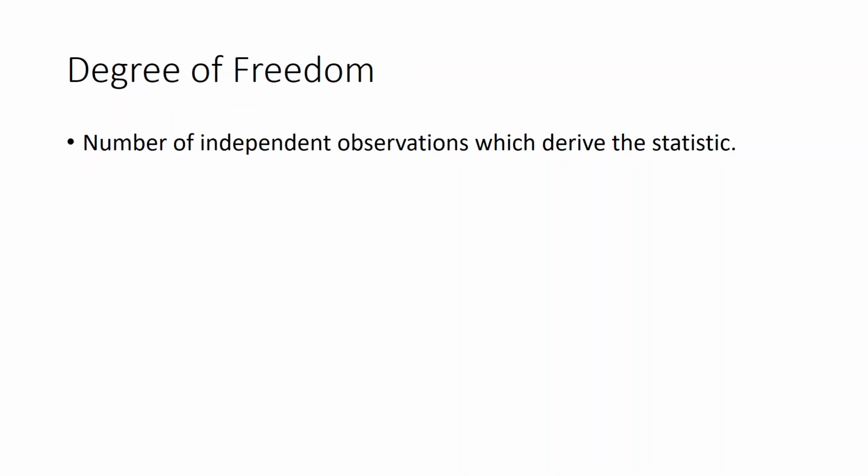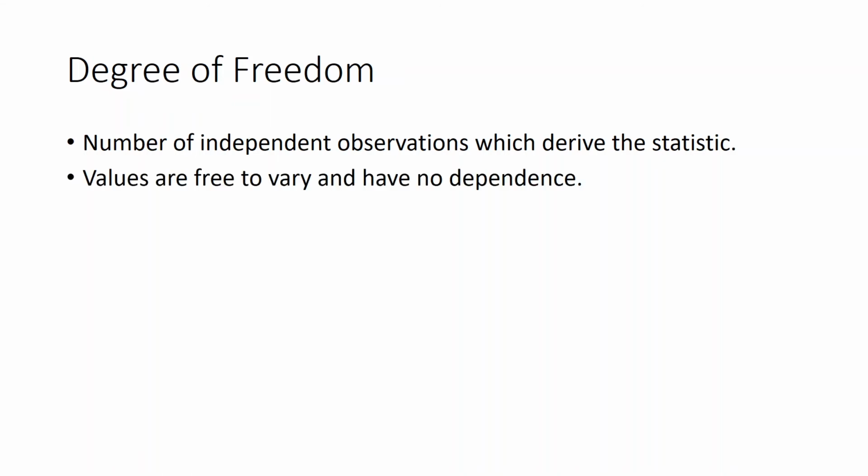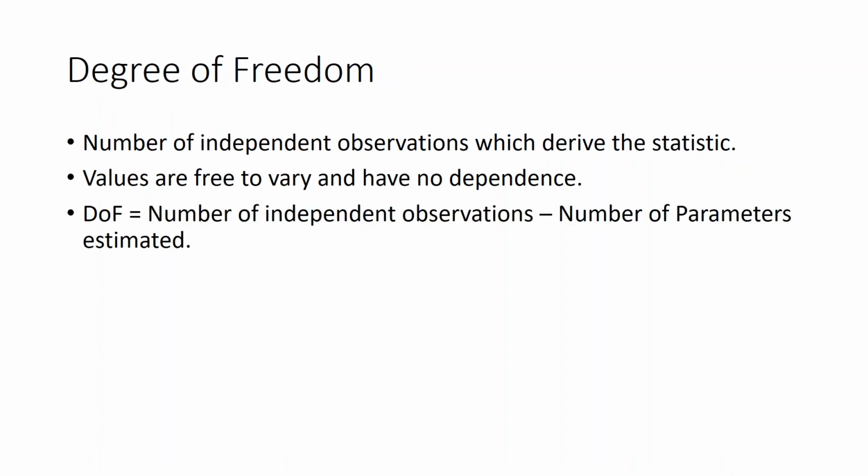Okay, I don't think that there is much to explain in this, but still I'll try something or the other. So values are free to vary and have no dependence. Okay, so basically independent itself defines that there is no dependence. Okay, so independent observations are those which have less, I would say, correlation. Okay, they don't have dependence with each other. Okay, and they pretty much tend to derive the statistic. Okay, so degree of freedom is equal to the number of independent observations minus the number of parameters estimated. Okay, so that is the generalized formula that we consider for it.